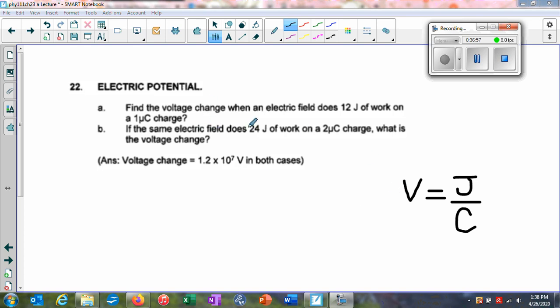What if that same electric field did 24 joules of work, so twice as much work, on 2 microcoulombs of charge? Twice as much work on twice as much charge, you're going to get the same result, 1.2 times 10 to the 7 volts.